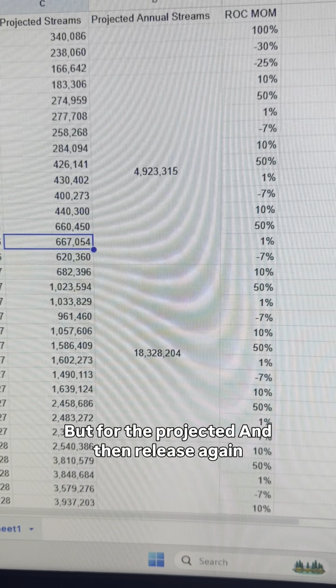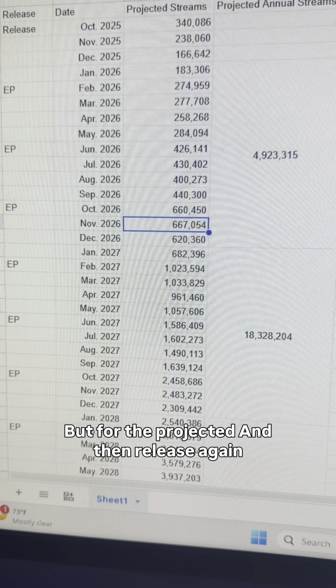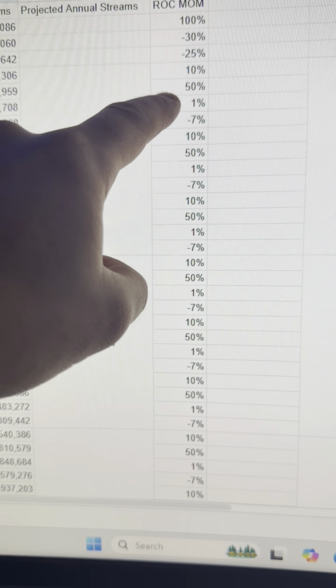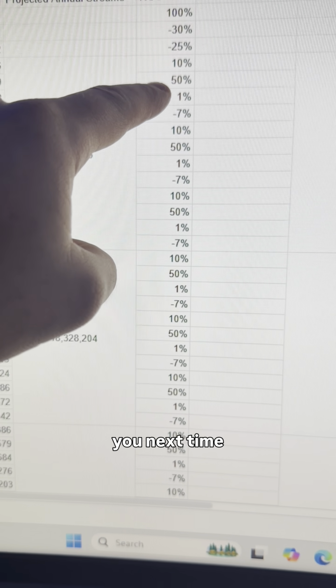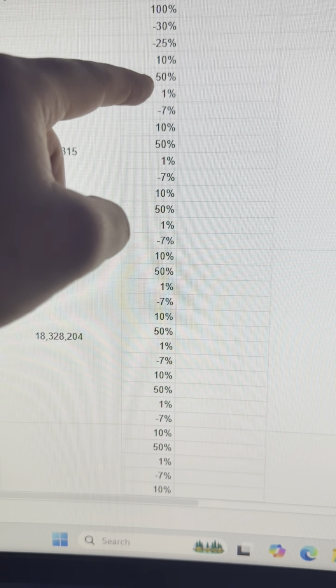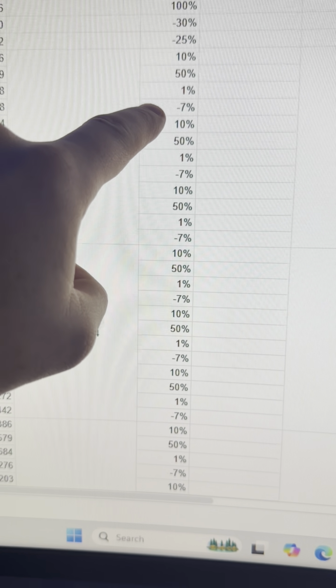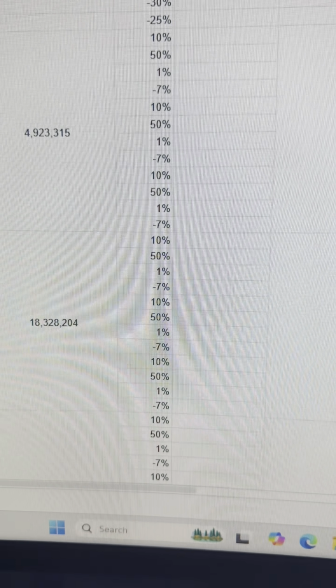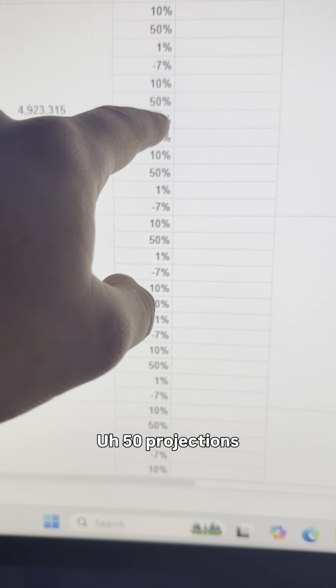But for the projected, having a set schedule year over year over year, I'm able to tell what the growth rates are. So this 50% here would be a release. Generally when I release music, the month of, I get a 50% boost in streams. So if I had 100,000, I'd be getting 150,000 that month. The subsequent months, 1% gain, 7% loss. The month before the next release, I'm seeing another 10% gain because I think the algorithms just see the music coming, and then release again, 50% boost.